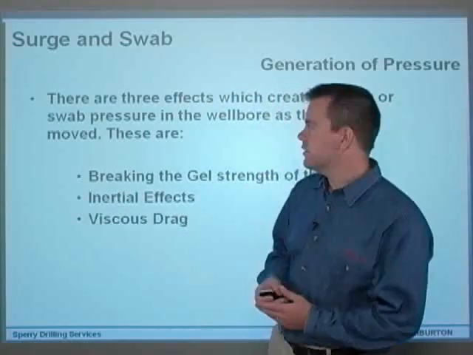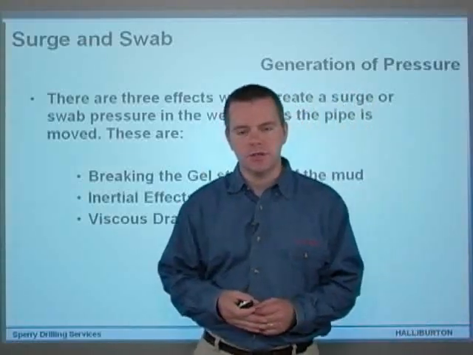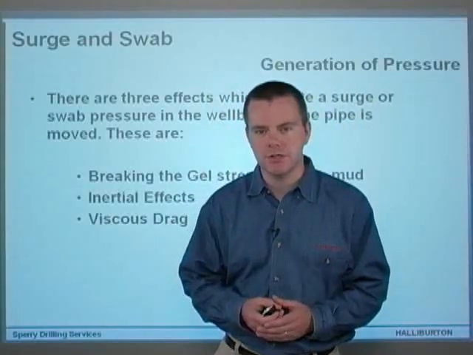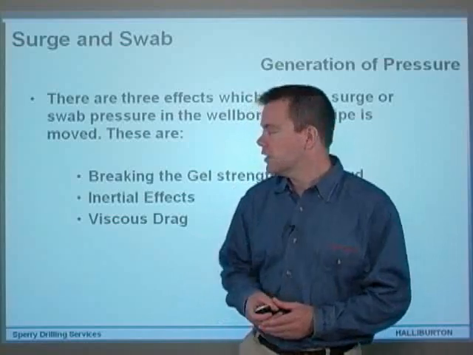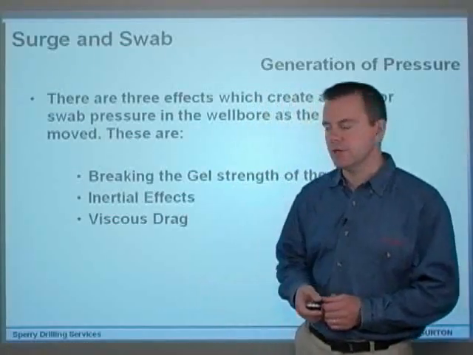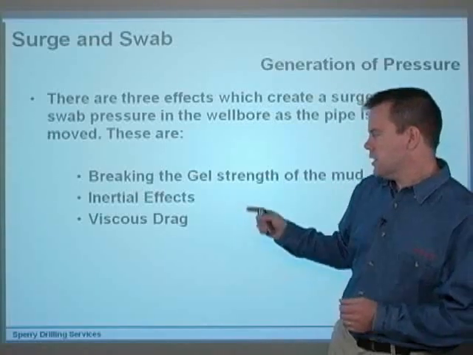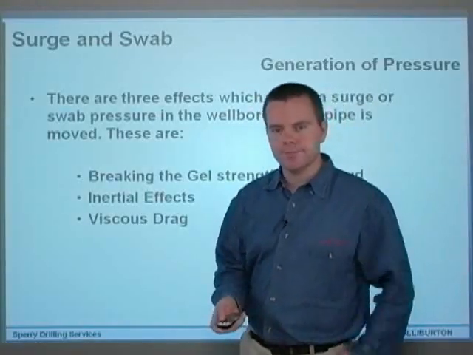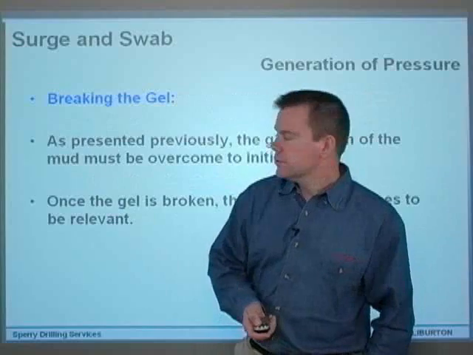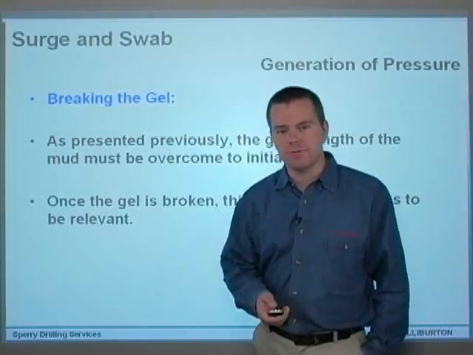There are three effects in the literature which are said to create a surge or swab pressure in the wellbore as the pipe is moved. And these are breaking the gel strength of the mud, inertial effects, which I'll explain in a minute, and viscous drag. Breaking the gel strength of the mud first.